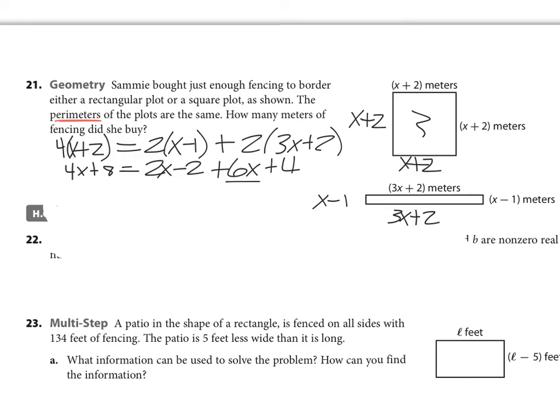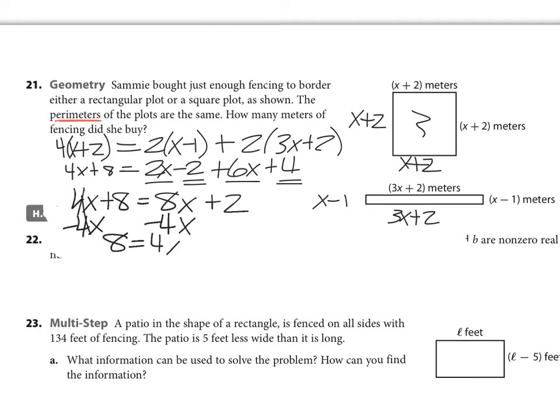And right here we have like terms, and right here we have like terms. So I get 4x plus 8 equals 2x and 6x is 8x. Negative 2 and 4 is a positive 2. Again, I move my smaller variables, so I'm going to subtract 4x from both sides. Gives me 8 is 4x plus 2. Get rid of my 2 by subtracting. It's going to give me 6 is 4x.